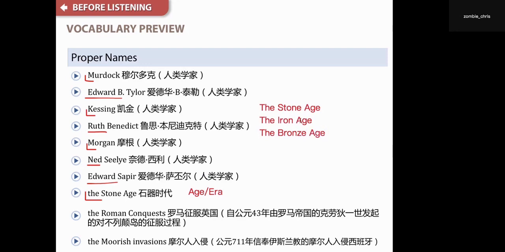We have the Stone Age, the Iron Age, and the Bronze Age. These are all key periods of prehistory. Pretty much everybody knows these things. Before written records were kept, we had these different ages.